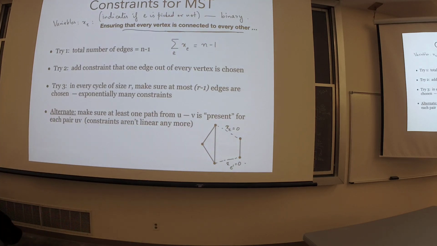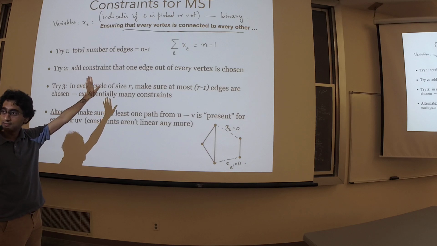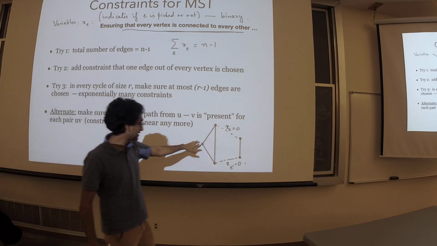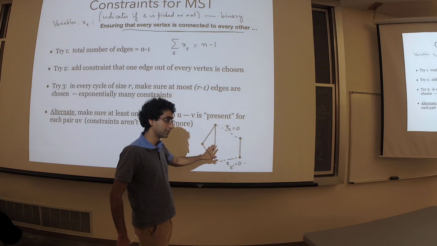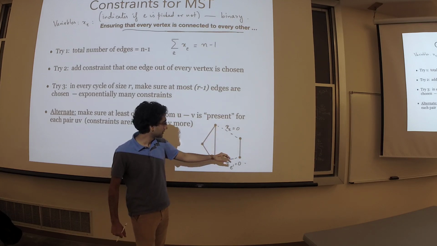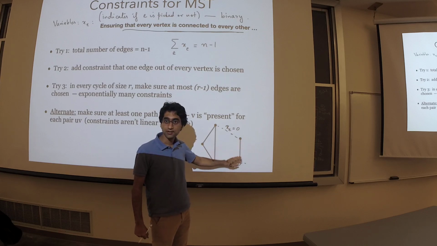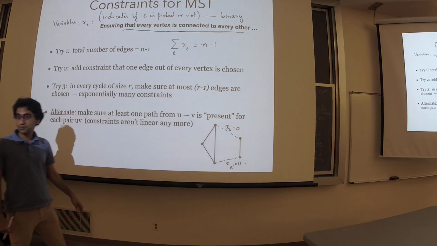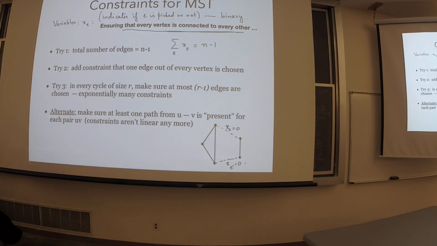And then we had try 2, where we tried to add the constraint that there is at least one edge out of every vertex. That also is satisfied in this assignment, right? Because there are 2 edges from this guy, 2 edges from these things, and 1 edge from this one. But it's still not a valid solution.